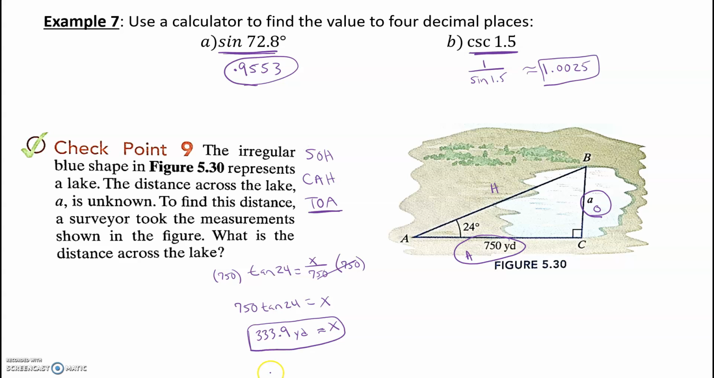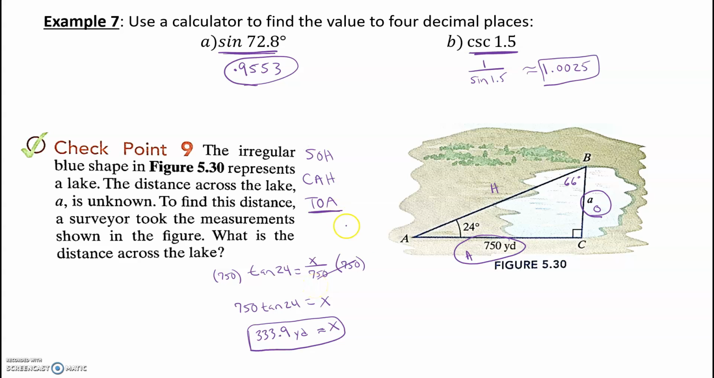Now, I always teach my geometry students to make sure your answer makes sense. So let's do a little quick math here. 180 degrees in a triangle. And we've already used 90 and 24, so go ahead and subtract those from 180. You get that angle B has to be 66 degrees.